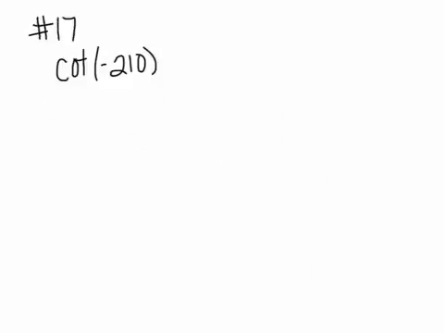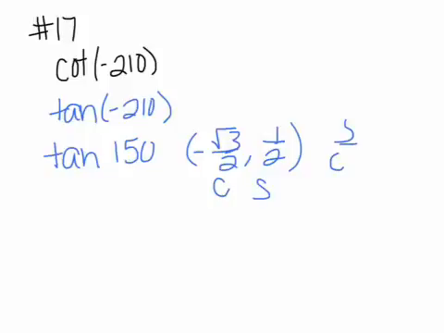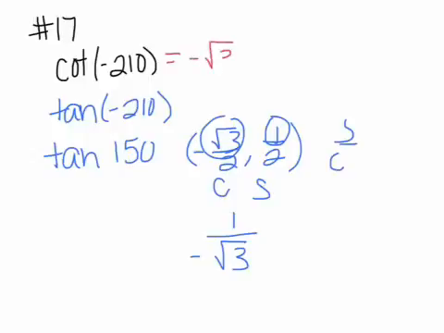Cotangent of 210. That pairs up with tangent of negative 210. So I'm going to take negative 210 and add 360. And when I do that, I'm looking at the tangent of 150. So I go to 150 on my unit circle, and my terminal point is negative rad 3 over 2, comma 1/2. Tangent is sine over cosine. So I have 1 over negative rad 3. That's the tangent. So the cotangent is its reciprocal, which is negative rad 3.